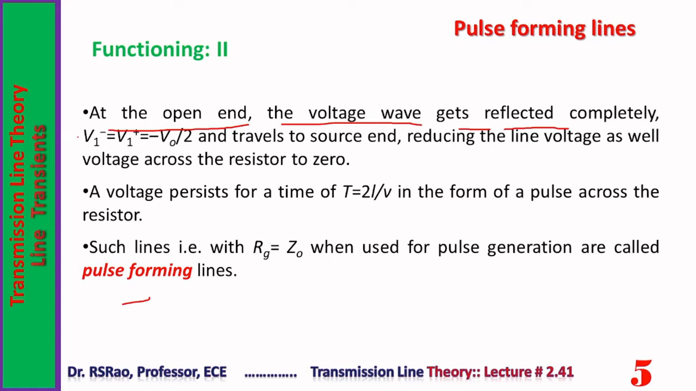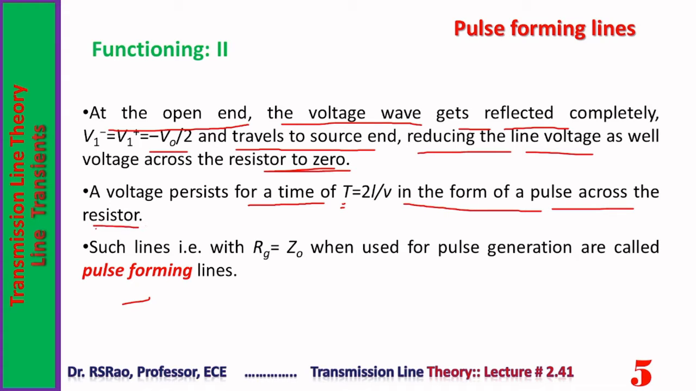At open circuit, at short circuit, or when termination is pure reactance, reflection is total. So here the load is open circuit, so reflection is complete. Therefore, V1 minus is equal to V1 plus equal to minus V0 by 2 and travels to the source end, reducing the line voltage as well as the voltage across the resistor to 0. So a voltage persists for a time T equal to 2L by V in the form of a pulse across the resistor.